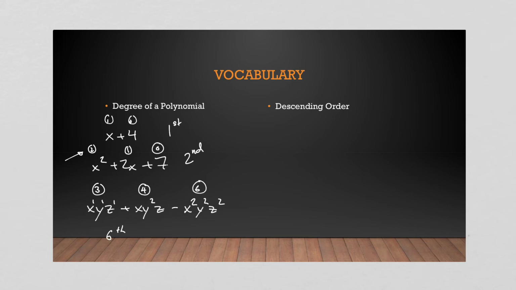So what does it mean then to be in descending order? Well, you think about descending, it means top to bottom. So if you have a polynomial written like this, you need to identify the degree of each term. Okay, so this is a degree 2, this is a degree 0, this is a degree 1. And what you need to do is rearrange these so that it goes highest to lowest degree.